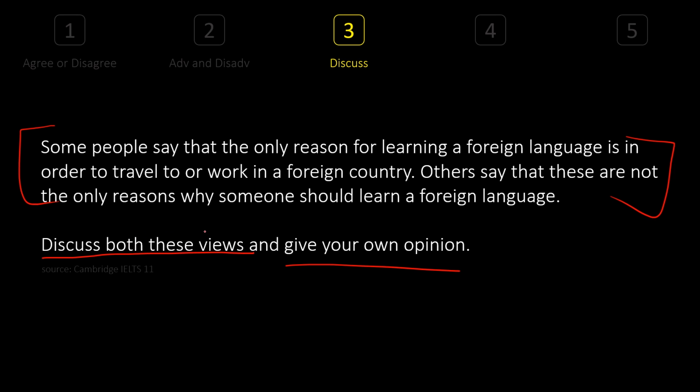Now, what is the meaning of both these views? First of all, we have two views here. The first one is here. Second one is that these are not the only reasons someone should learn a foreign language. That means we have other reasons to learn a foreign language. Clear? So you have to discuss both views, and provide your opinion, not just discuss.